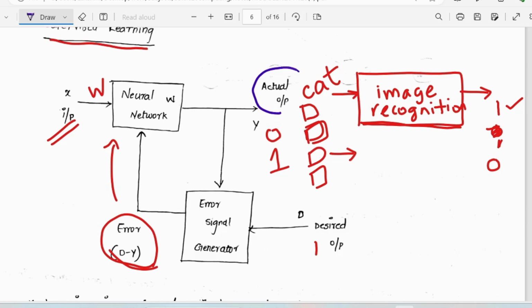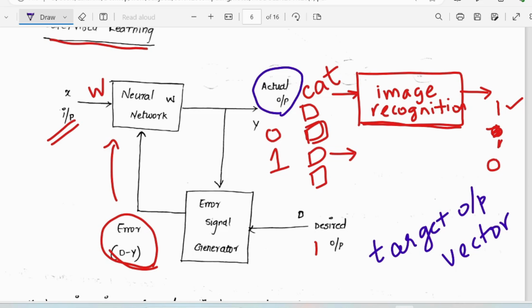This is also called the actual output vector: the value that is generated by whatever input you are feeding to the network. And this desired output is also called the target output vector. That is what is actually required by us. That is the target we are supposed to get. So based on the error between the actual and the target, you feed back to the network, change the weight, and you will get the required output.